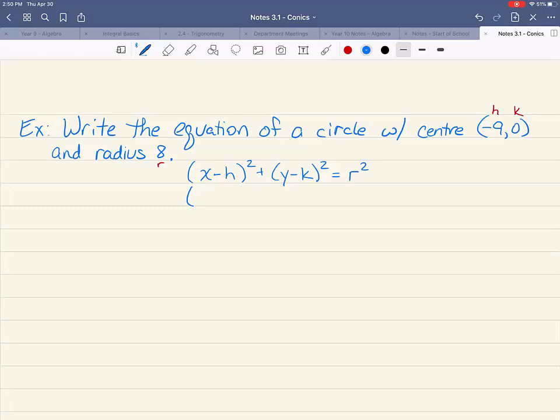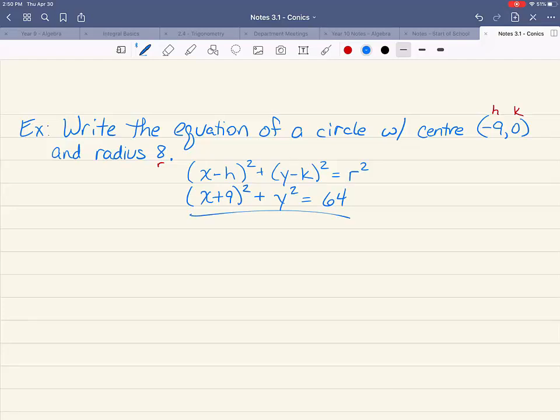When you substitute −9 in for h, you're going to have x minus −9, which becomes (x + 9)², plus 0 goes in, you will have y minus 0, which you can just write as y², equals r squared. We take the 8 and square it, we get 64, and you're finished.